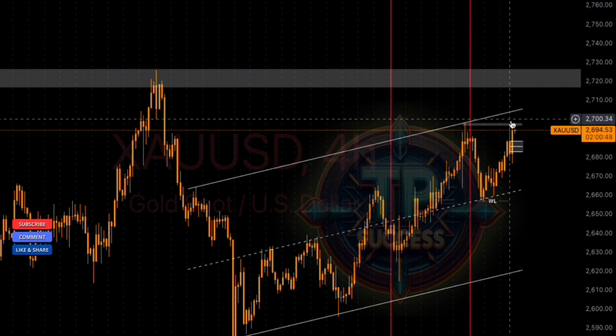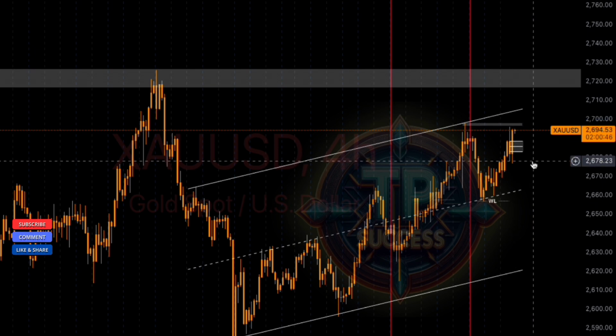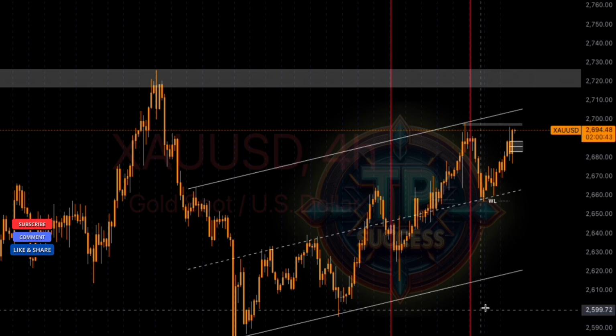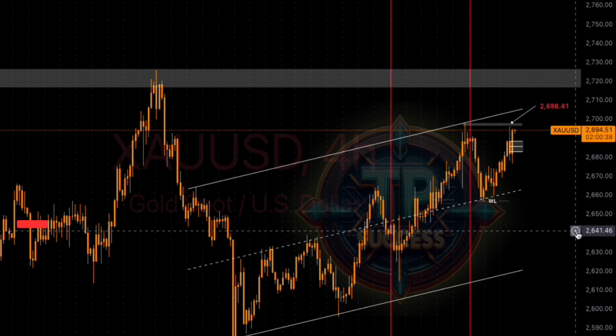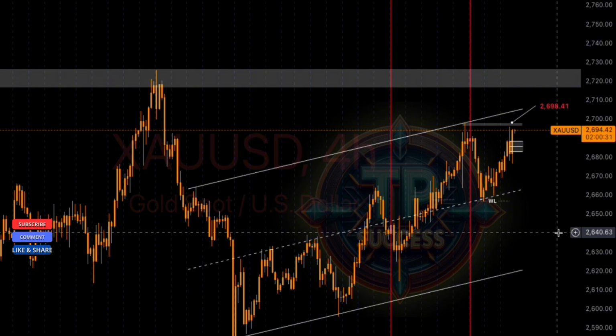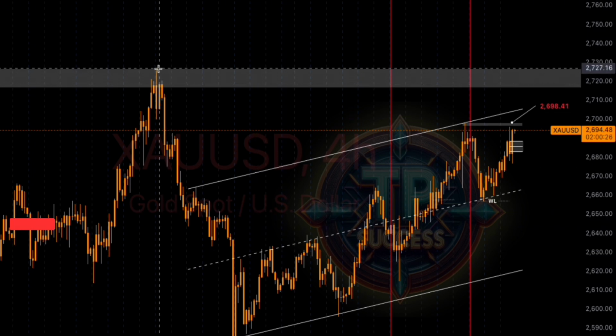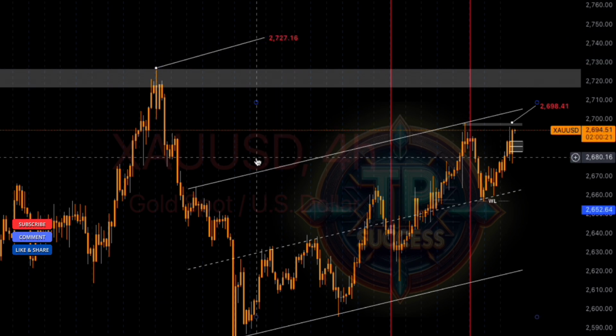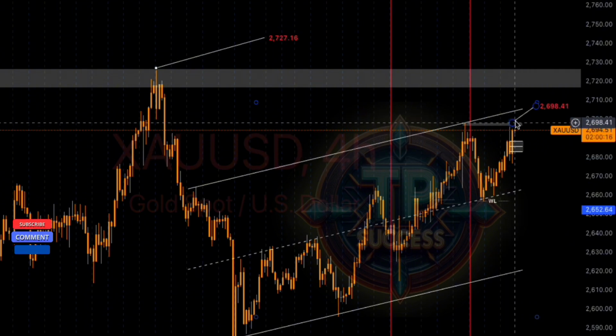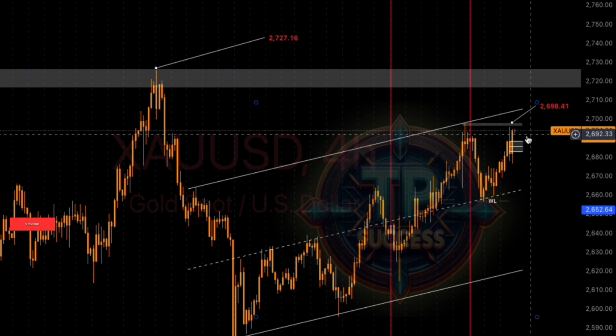I want to see if I can get a closure above this level over here. So let me just put a little label on it. I want to see if I can get a closure above 2698.41. If I can get a close above that level, I'm fairly confident that we may continue to get a push to the upside, at which point I'll be targeting this resistance zone right here. So this is the resistance zone that I'll be targeting, and that is 27.16. Providing we get this condition met, I will ride it to the upside.